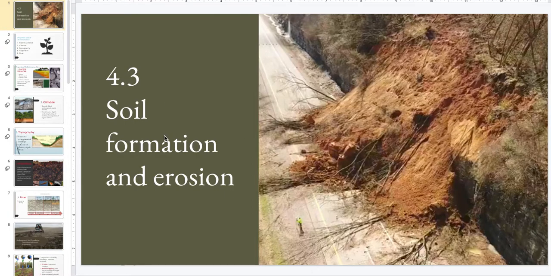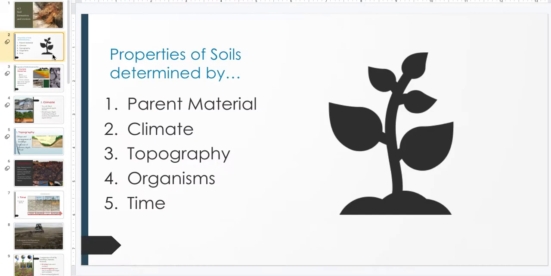4.3 Soil formation and erosion. So, properties of soil are determined by these 5 things: parent material, climate, topography, organisms, and time.